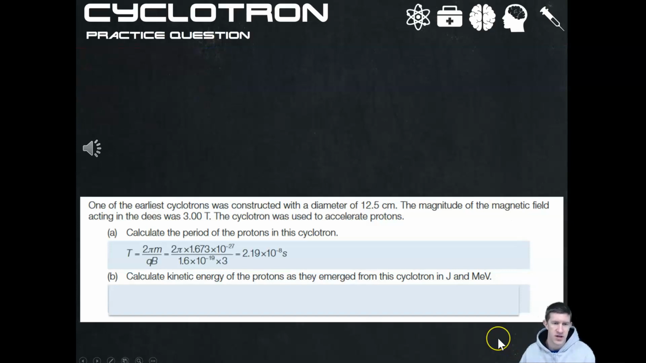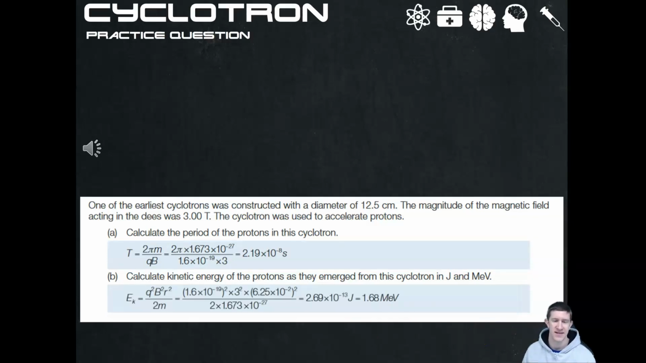Okay, so using our formula for period, the 2 pi m over qB, we get 2.19 times 10 to the negative 8 seconds. And our kinetic energy formula from the previous slide gives us 2.69 times 10 to the minus 13 joules. And it also said to give mega electron volts, so we convert the factor, we get 1.68 mega electron volts.